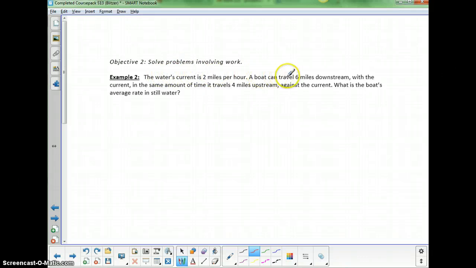A boat travels 6 miles downstream with the current in the same amount of time it takes to travel 4 miles upstream against the current. Again, we have that important piece, same amount of time, so we're going to need that time is equal to distance divided by rate. So I can talk about the time of each of these, and the two times are equal.